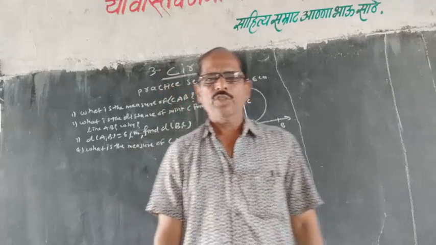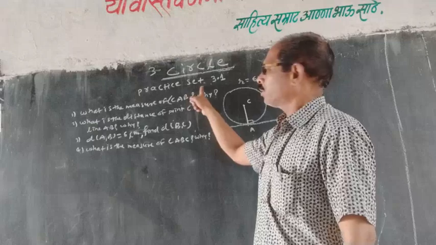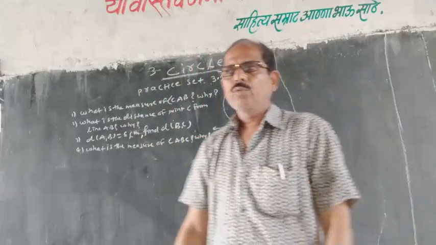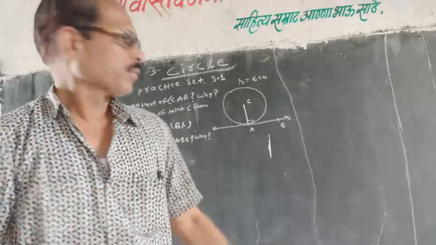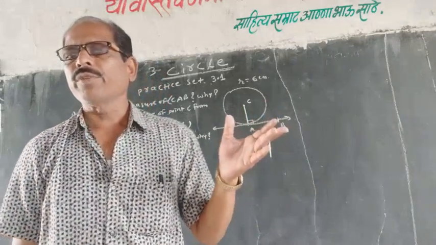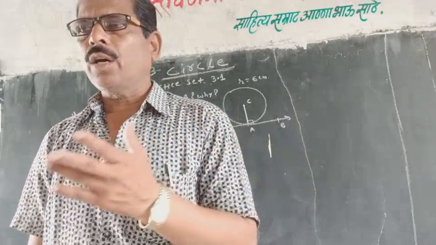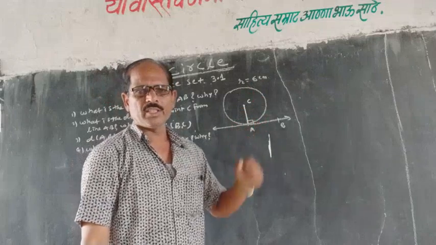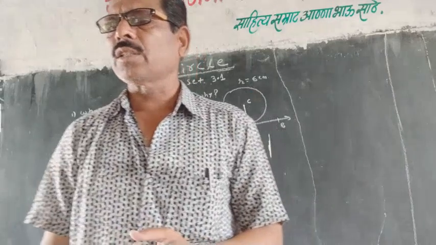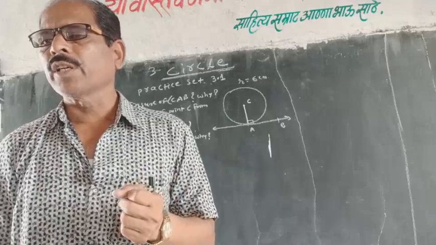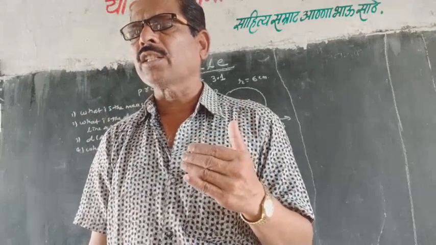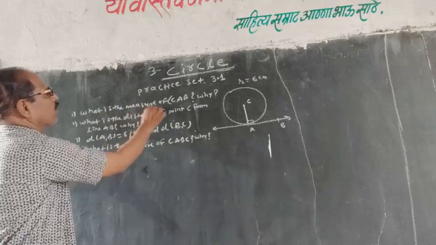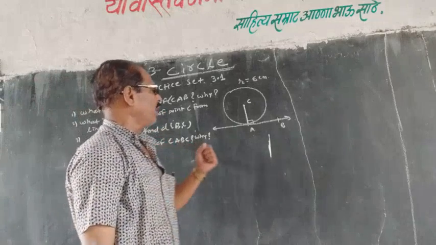Today we have to study practice set 3.1 in our lesson 3, Circle. We have to give one question, number 1. In the adjoining figure, the radius of a circle is 6 cm and line AB is the tangent of the circle. Using this information, we have to write the answers of the following questions. First question, what is the measure of angle CAB and why?